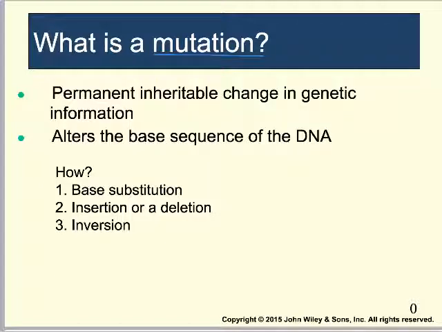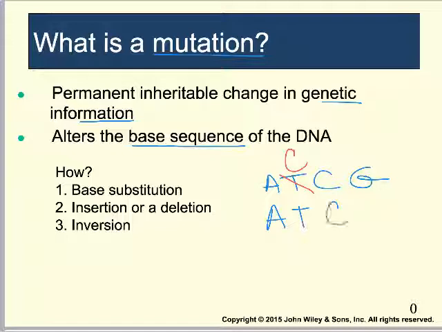Now, what's a mutation? A mutation is a permanent inheritable change in genetic information. So it's a change in genetic information that can be passed on. What it's doing is altering the A's, T's, C's, and G's, the base sequence of the DNA. There are three main ways that can happen. One is a base substitution, where something is put in instead of A, T, C, or G. We could have an insertion or a deletion. So we could have something stuck in there that's not supposed to be there, or something removed accidentally. And then the third thing is an inversion.